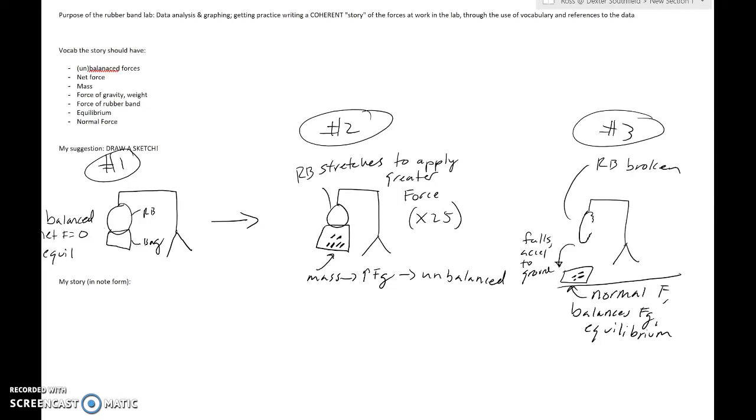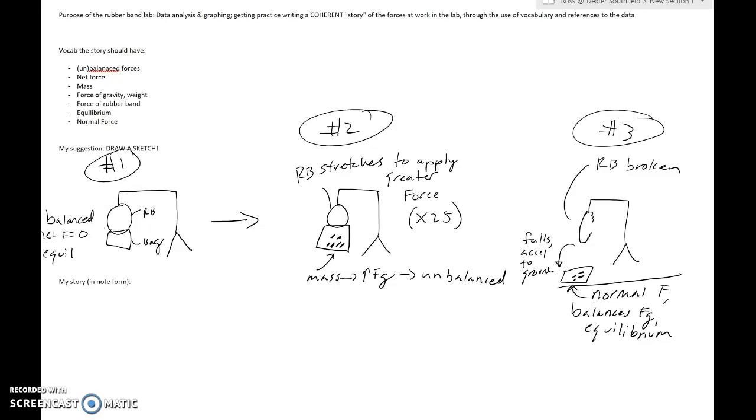So the purpose of the Rubberband Lab, the force lab. First and foremost, as with most of our labs, it's data analysis and graphing. So can we take a look at those graphs? Can we identify what the pattern is, meaning what the curve is? And can we analyze the data, meaning compare the numbers and see how one rubber band is different than another?